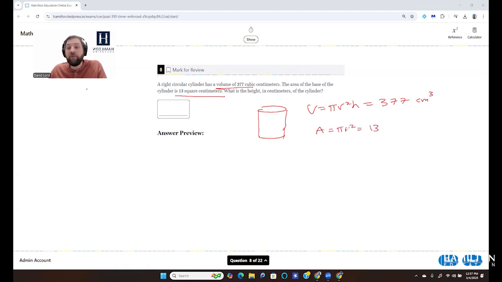Now from here, you could solve for the radius by dividing by pi and then square rooting it. However, the question is asking for the height. And so while you can do a lot of extra work, I can do a substitution and replace the pi r squared here with the 13. When I do that, I get 13 times h is equal to 377. And that should give us h is equal to 29. Technically, it would be 29 centimeters. And that makes sense too, because this is square centimeters. So you take centimeters cubed, divide by centimeters squared, you get centimeters.